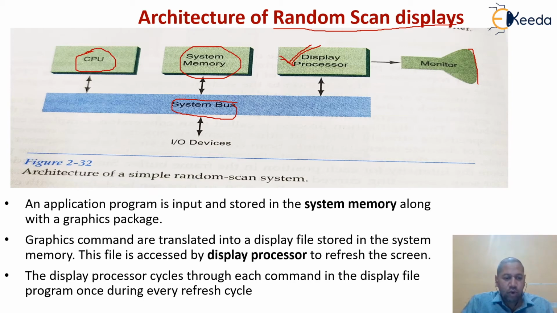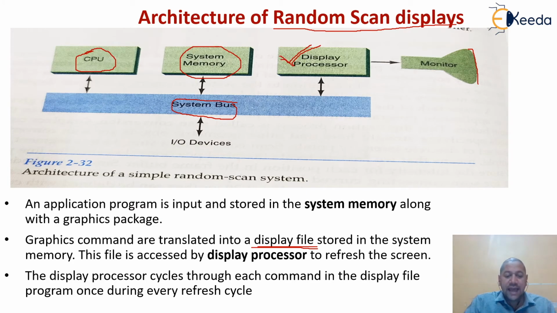Next point: the graphics commands, with the help of the graphics package, are translated into a display file. That is why, in random scan display, the picture definition is stored in a display file, but in the raster scan display it is stored in the frame buffer. So the word frame buffer we use for raster scan, and in random scan it is stored in the display file. All these line drawing commands are stored in a display file, which is in the system memory again. It does not require any separate memory.